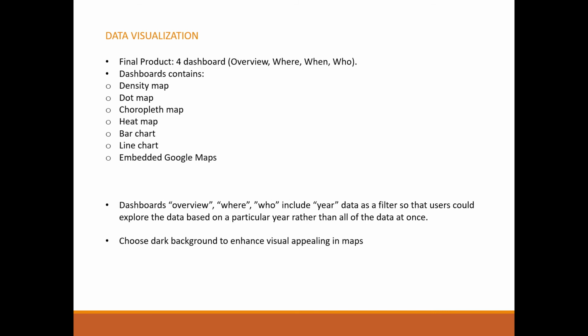My final product contains 4 dashboards, and these contain a density map, dot map, corridor place map, heat map, bar chart, line chart, and embedded Google Maps. I also use year as a filter so that users can explore the data based on a particular year rather than over all the years at once. I also chose a background to enhance the visual appearance of the maps.